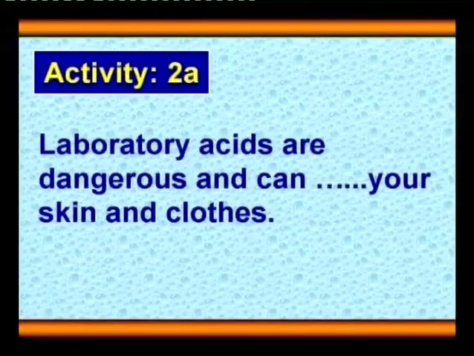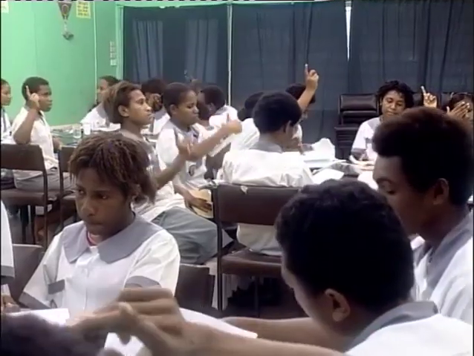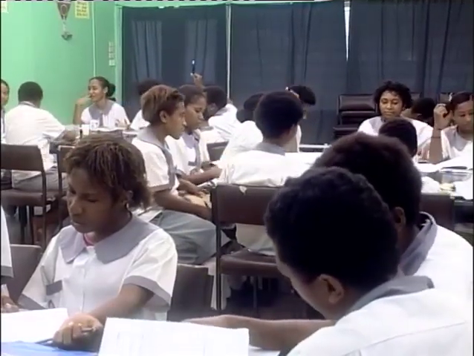Laboratory acids are dangerous and can burn your skin and clothes. Very good. Hands up if you got that answer. The correct word is burn. Right, next question.